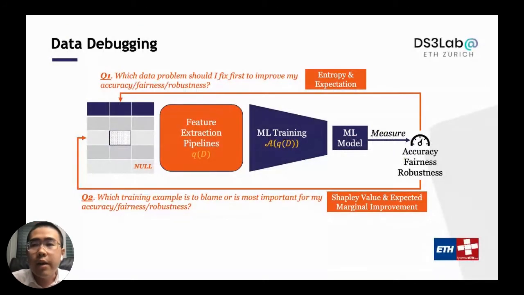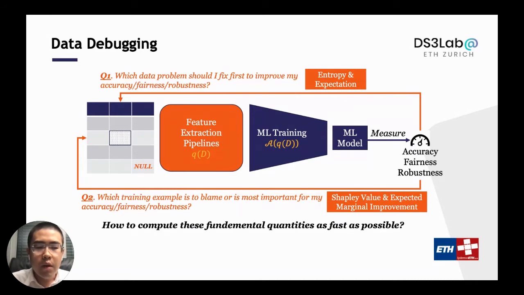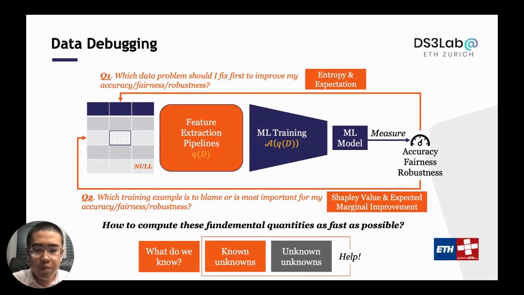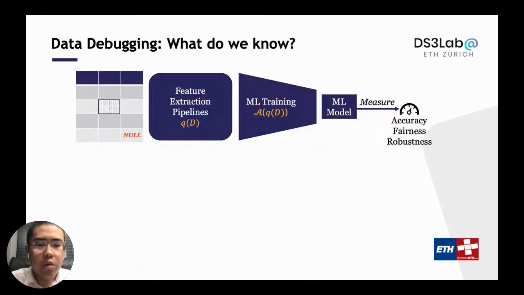So we have no idea what the answer is, but we have been trying to do a little bit of work to understand a pipeline that looks like this. Essentially, you have a feature extraction pipeline in the middle, and we try to understand these two questions. The thing that we want to understand is how we can compute these fundamental quantities as fast as possible. Again, let me tell you what we know and also tell you about what we know that we don't know. So what do we know?